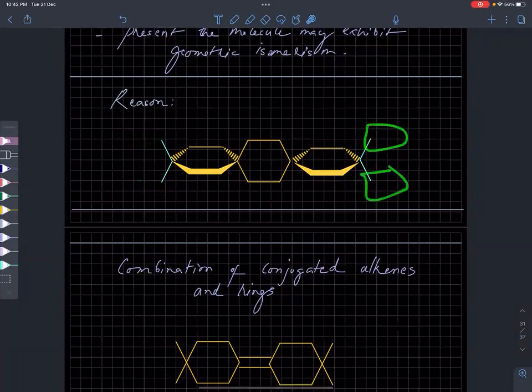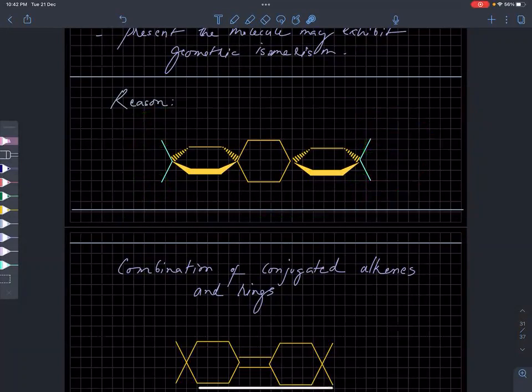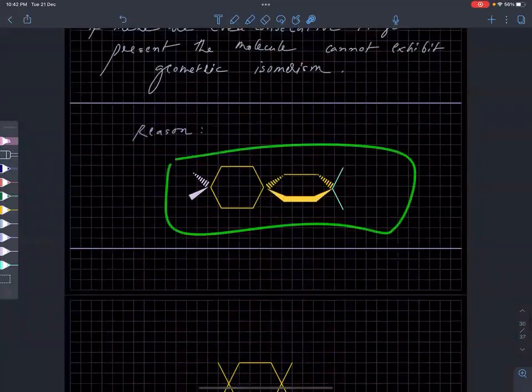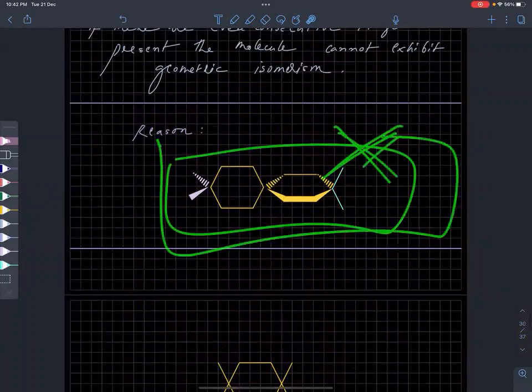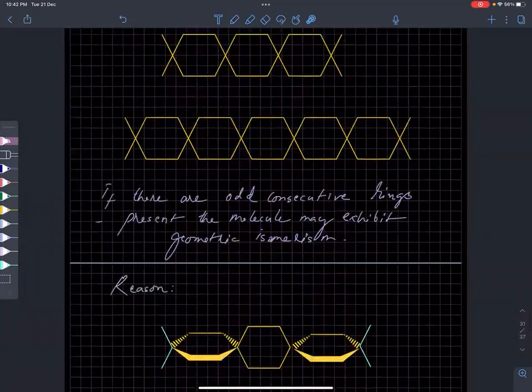If these two groups are different and these two groups are different. And after this, if these two groups are same, then obviously there will be no geometrical isomerism. Clear? But here it doesn't matter. Even if you have same groups or different groups, whatever you do, this will never show geometrical isomerism. Clear? Because they are on different planes.